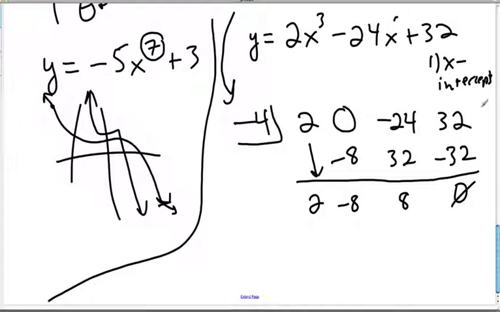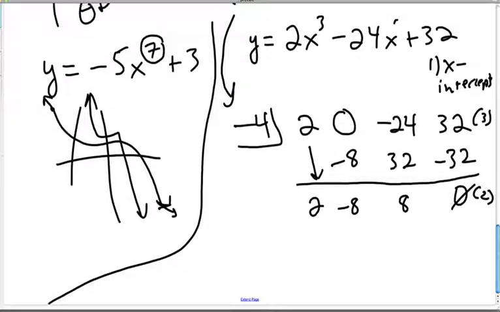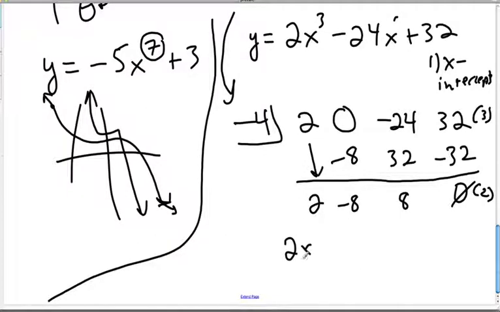And I like to put a little note here. This is when the degree was 3. And every time we do one synthetic division row, we lose 1 degree. So the degree number here is now 2, which means that this is 2x squared minus 8x plus 8. And the 0 means that there's no remainder.